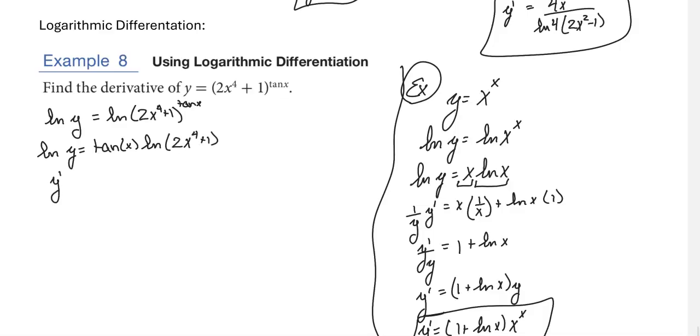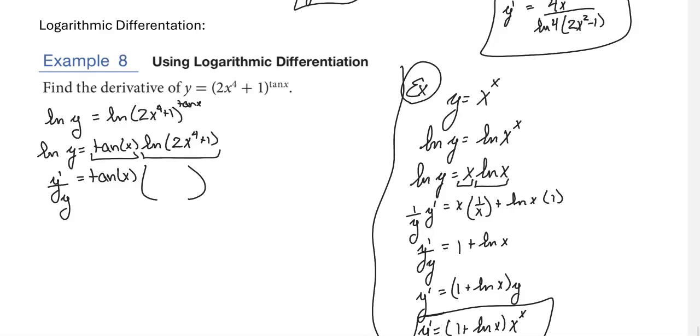The derivative of the left-hand side is going to be y prime over y. It's 1 over u times du. We have to show implicit differentiation here. That's why we have that y prime. This is a product rule. Product rule says it's the first function times the derivative of the second.